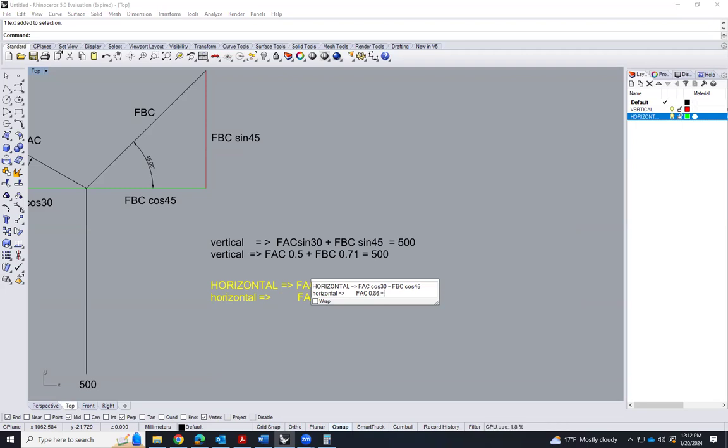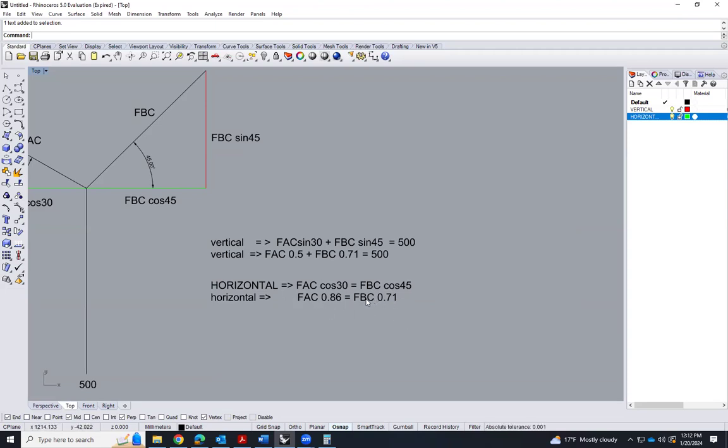That equals FBC. And how much is it? Is it cosine 45? Sine 45 and cosine 45, it's the same. So it's 0.71. If you don't believe me, you can use the calculator.